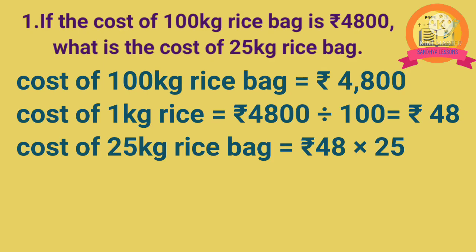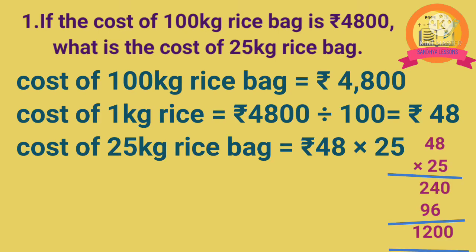Cost of 100 kg rice bag is equal to 4,800 rupees. Cost of 1 kg rice. We can get cost of 1 kg rice by dividing 4,800 with 100, that is equal to 48 rupees. Cost of 25 kg rice bag. We can get the cost of 25 kg rice by multiplying 25 with the cost of 1 kg rice, that is 48 multiplied with 25, we get 1,200 rupees. Therefore, cost of 25 kg rice bag is equal to 1,200 rupees.